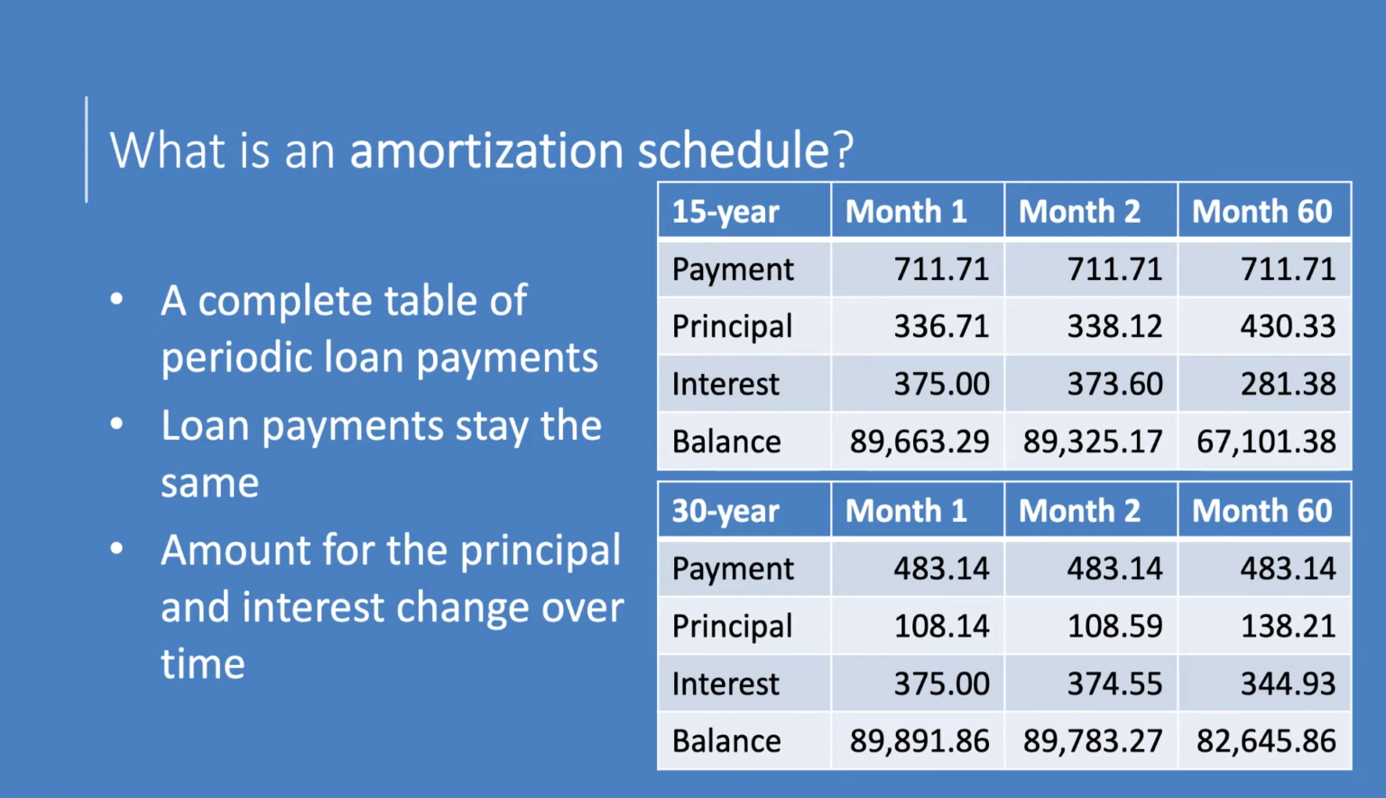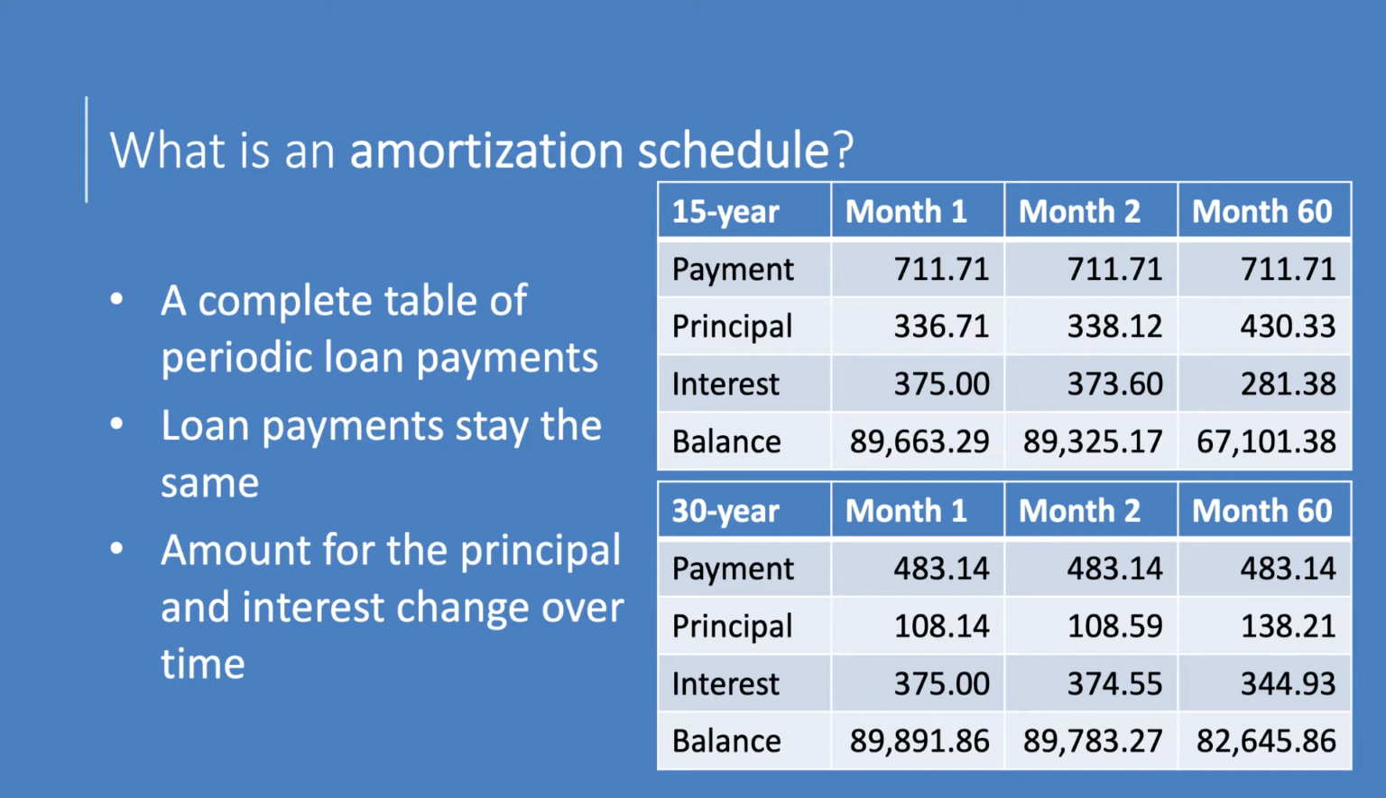Let's take a look here. Our payments, wow, we went from $711, like we said earlier, to $483.14. Same thing in month 1, 2, and 5 years later. Now check this out. When we look at the principal and the interest, the amount we pay towards the principal goes down a lot, like 30% of the amount we were paying in the first scenario. So our principal goes down, but how much does our interest go down?